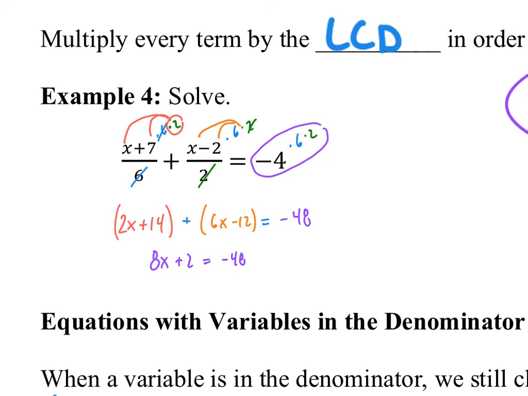If I then subtract 2, 8x equals negative 50, and divide both sides by 8. X equals negative 50 over 8, which is really x equals negative 25 over 4. Again, leave your answers as improper fractions, no mixed numbers, no decimals.